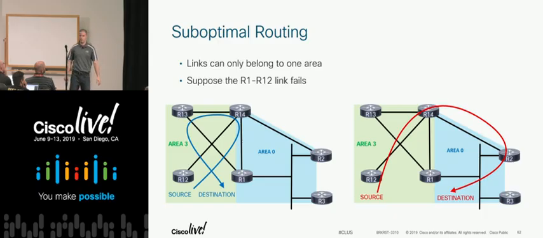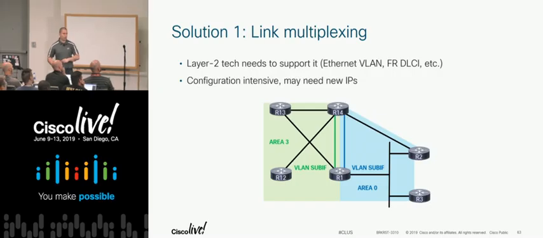If you choose area 3, then you end up with kind of the opposite problem, where if you're trying to reach an area 0 resource hanging off R1, you take a long path on the other side. So this is that pick your poison comment. So there's a few solutions to it. I'll cover them at a high level.